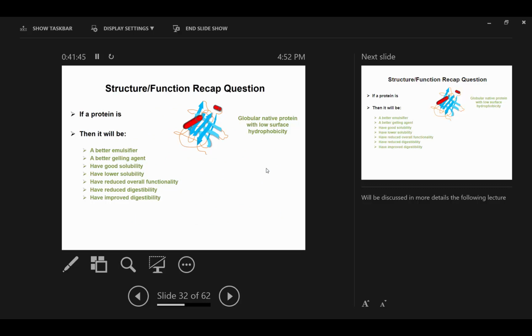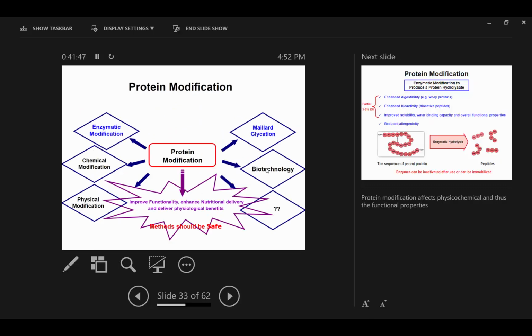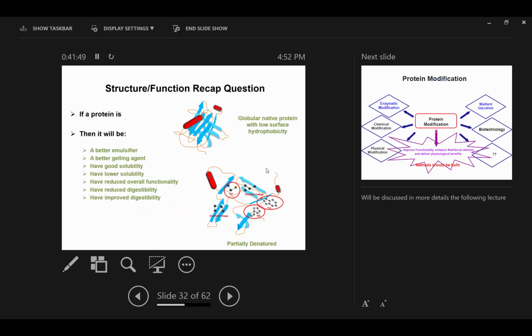Let's recap before we head out. I think after that it's protein modification. Okay.